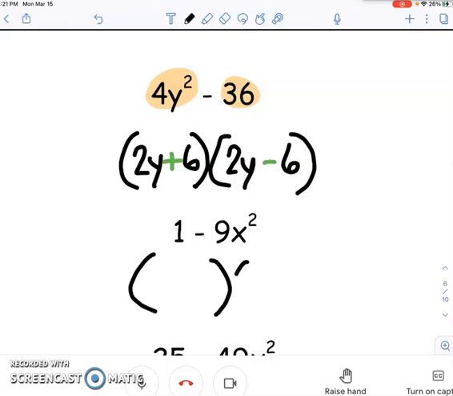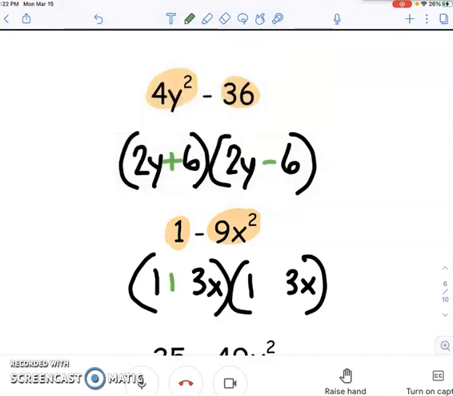Next one, 1 minus 9x squared. So 1 is 1 times 1. 9x squared is 3x times 3x. And then put in your plus and your minus.